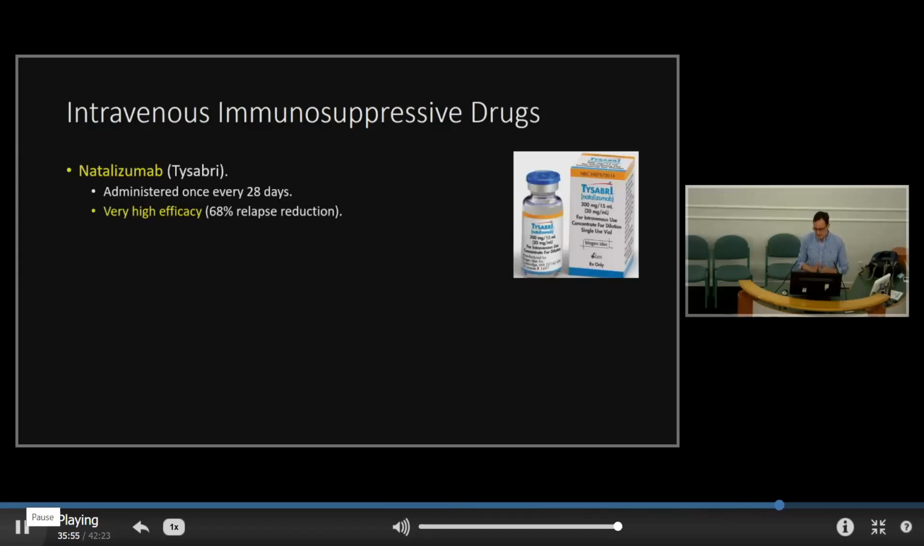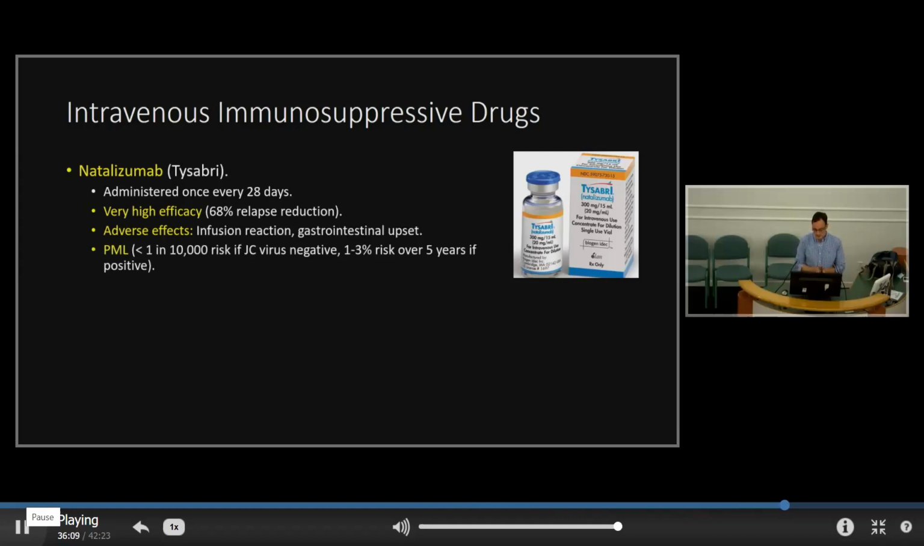Now, Natalizumab is one that is also excellent. This is called Tysabri by the brand name. It's only given once a month. That's a big benefit right there. You come in for an infusion. Very powerful drug, about 70% relapse reduction. It's got a very good adverse effect profile too.